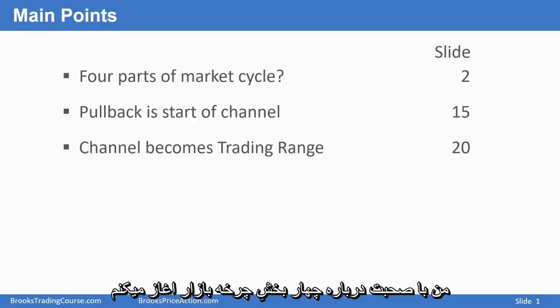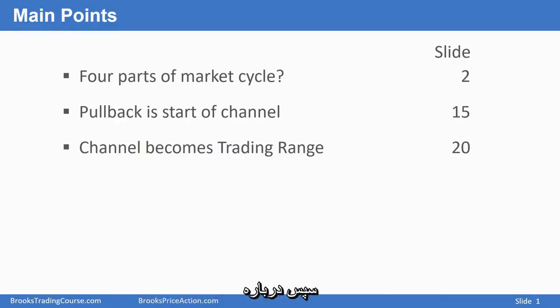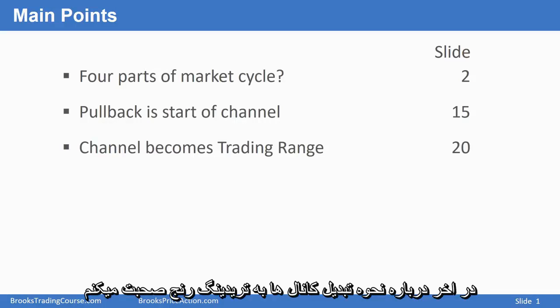I'll begin by talking about the 4 parts of the market cycle. Next, I'll talk about how a breakout transitions into a channel, and the transition begins with a pullback. And finally, I'll talk about how a channel evolves into a trading range.